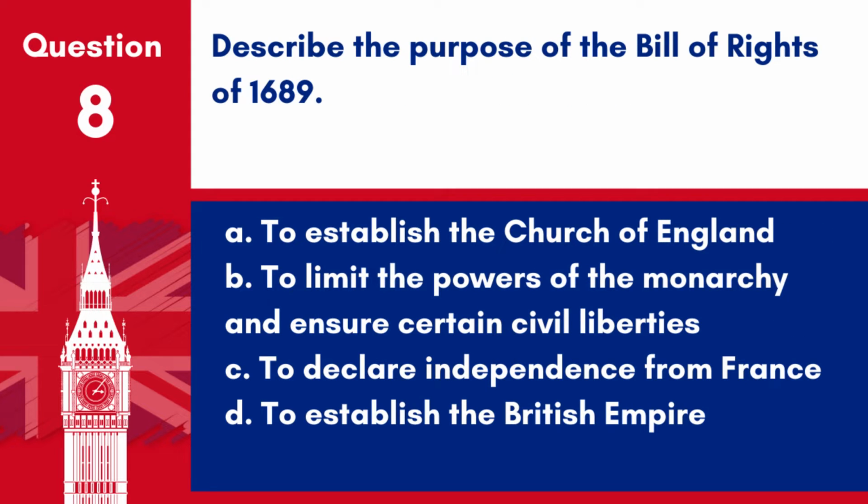Question 8. Describe the purpose of the Bill of Rights of 1689. A. To establish the Church of England. B. To limit the powers of the monarchy and ensure certain civil liberties. C. To declare independence from France. D. To establish the British Empire. Answer: B. To limit the powers of the monarchy and ensure certain civil liberties. The Bill of Rights of 1689 aimed to limit the powers of the monarchy and ensure certain civil liberties.